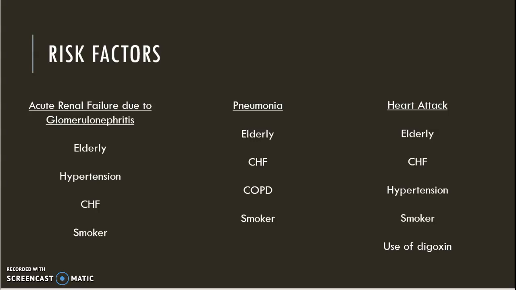This patient is at an increased risk for multiple disorders. Just by being elderly and going through the aging process puts him at a higher risk. These complications of aging will be discussed on the next slide. For acute renal failure, this patient is at an increased risk due to aging, history of hypertension and congestive heart failure, as well as being an everyday smoker.